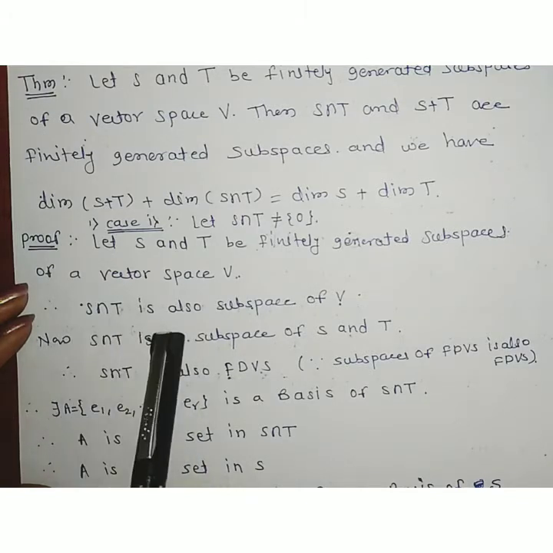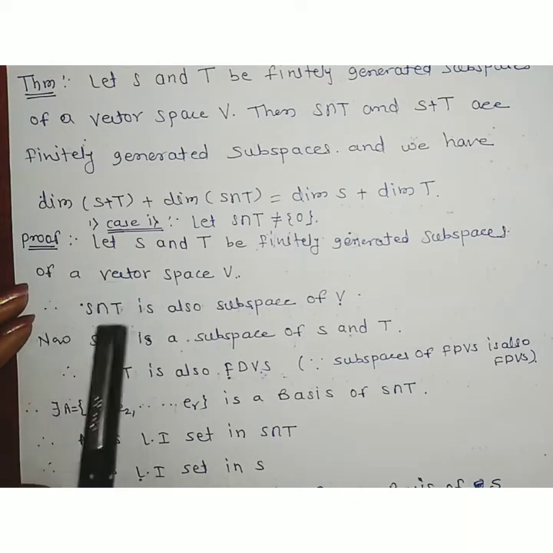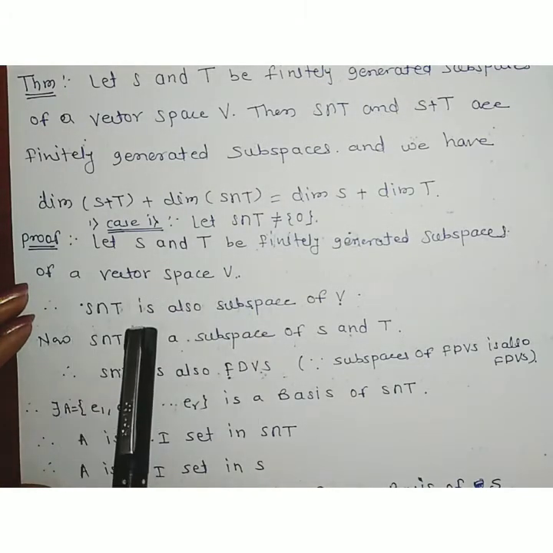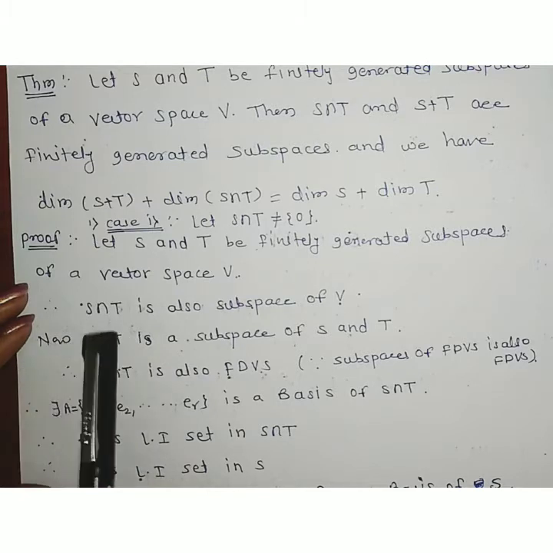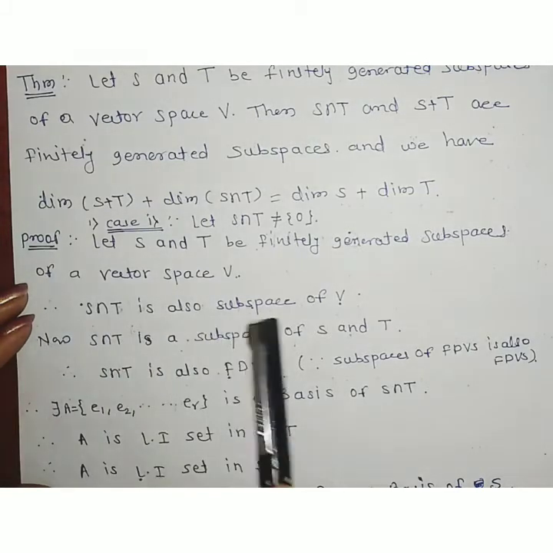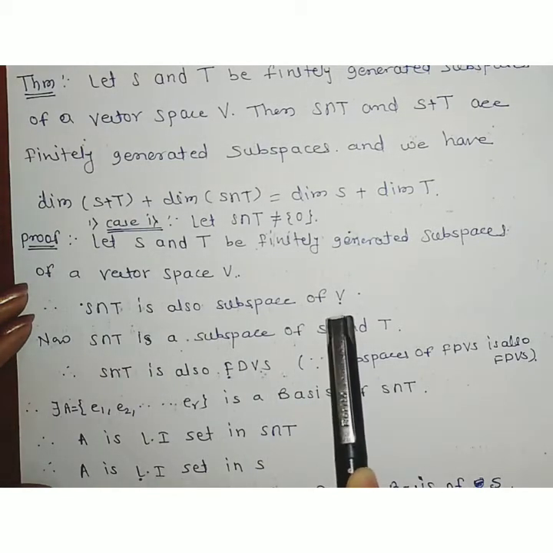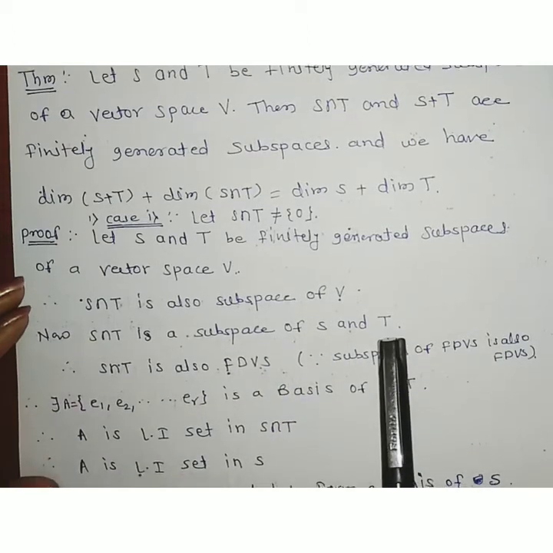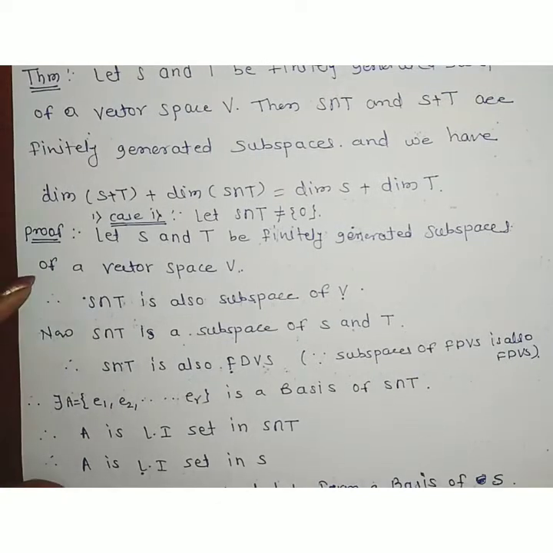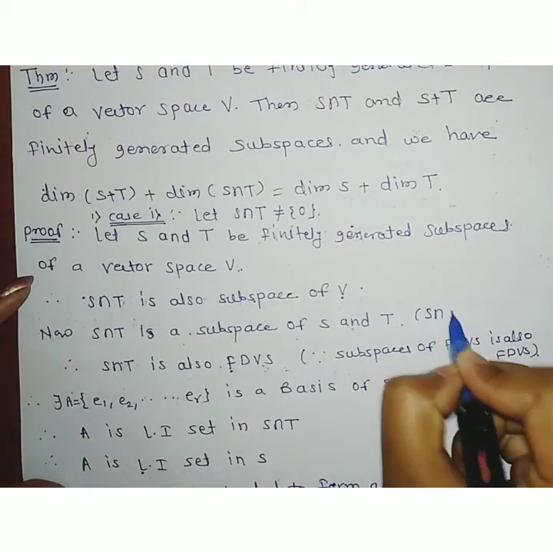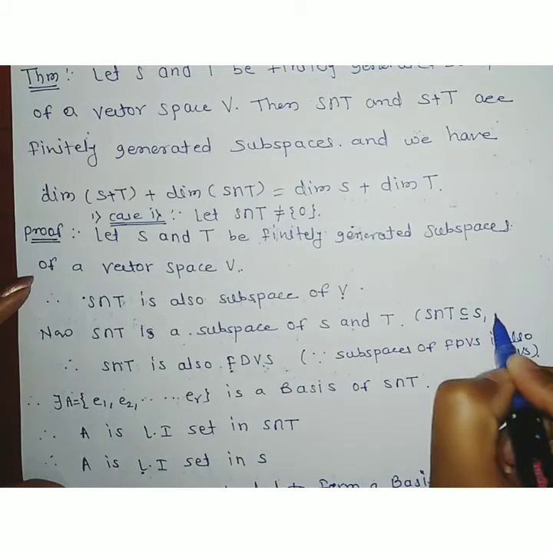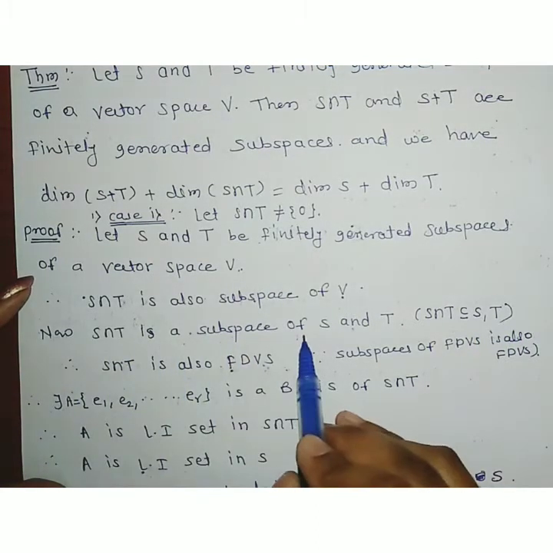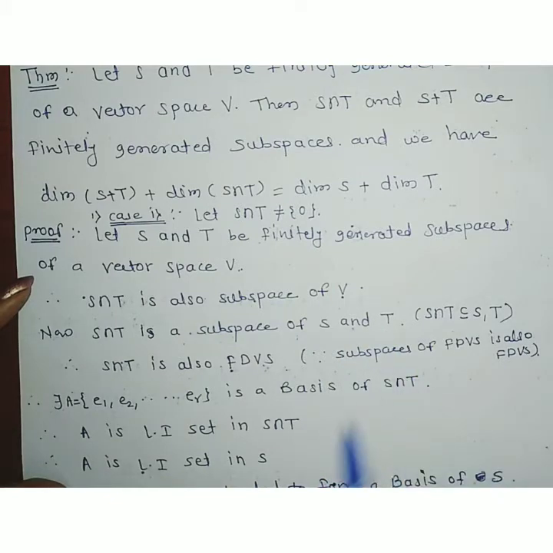This is already proved. Okay, in a previous lecture, when we were given that S and T are subspaces, we proved that S intersection T is again a subspace. Okay, so by using this fact, S intersection T is also a subspace of the vector space V. Now S intersection T is a subspace of S and T. Why does this happen? Since we know that S intersection T is contained in S and contained in T also. Okay, therefore S intersection T is a subspace of S and T.